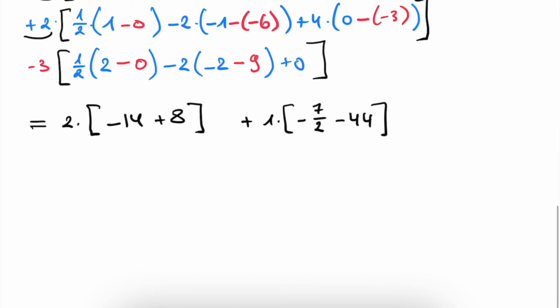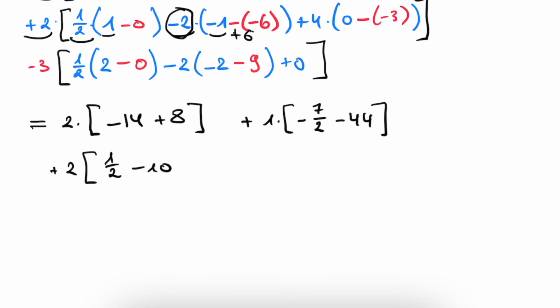Then we get to this term. So plus 2 times 1/2 times 1 is 1/2. Minus 2 times, and now this becomes the tricky part. So we have minus 1 minus minus 6. So it's plus 6. So minus 1 plus 6 is plus 5. And then we have to multiply it with this minus 2. So we get minus 2 times plus 5 is minus 10. And then we get 4. So plus 4 times minus minus 3 is plus 3. 4 times plus 3 is 12. So we can just put a 12 here.